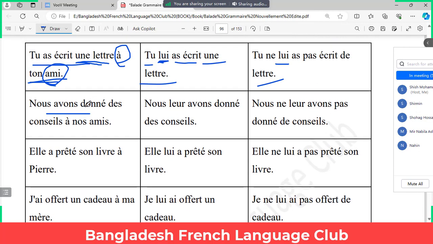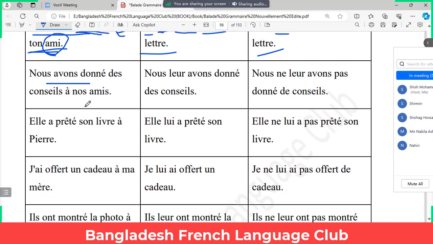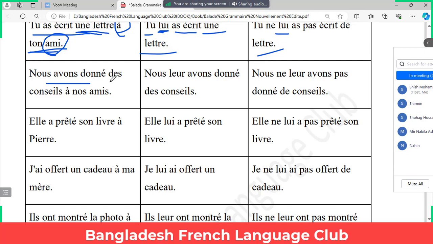So this sentence also contains two objects. The first object is conseil, but we are not considering it as we are learning the indirect object. That's why we need to consider the second one, because it is after the preposition. Here is the preposition and nos amis is the indirect object. Nos amis is plural, so for a plural indirect object complement we use leur. So: nous leur avons donné des conseils.